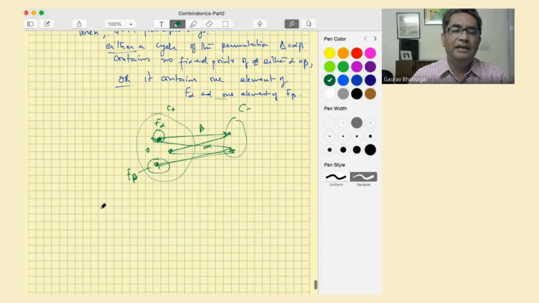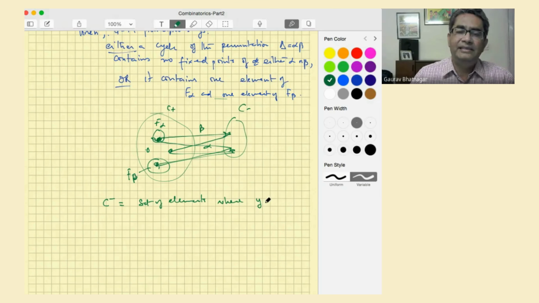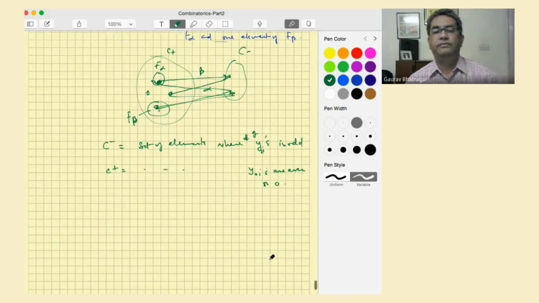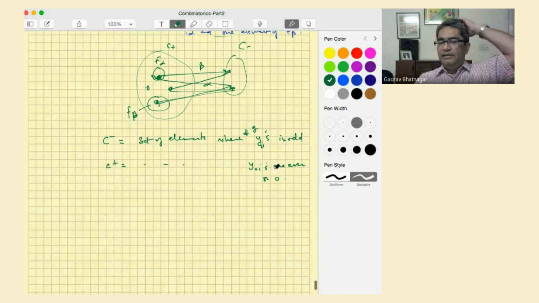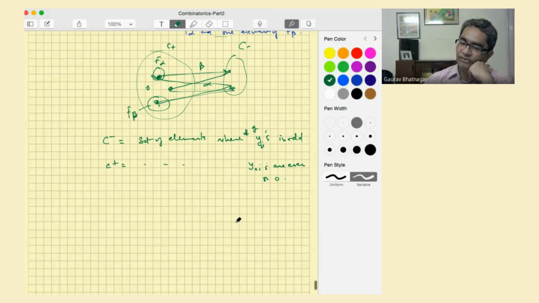So now let me do an example. So C minus in our case, you take the set of elements where the number of y2i's is odd. And C plus is the set of numbers where the number of y2i's is even or 0. Okay, so we get a sign. Remember, we needed a sign over here, -1. So this is how we get a sign. We assign these guys a sign of -1, minus sign, and we assign a plus sign to the others.